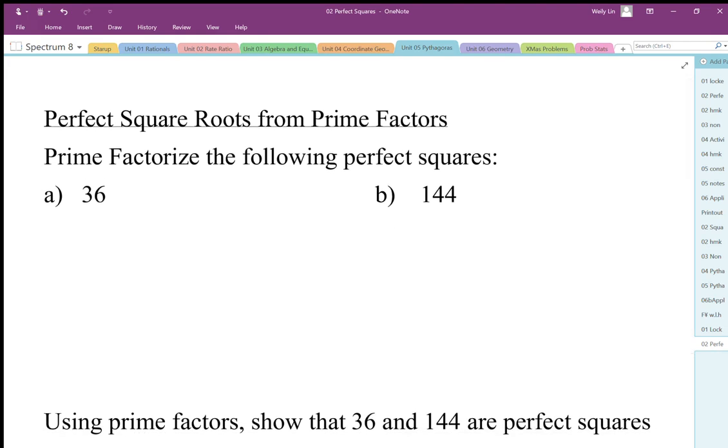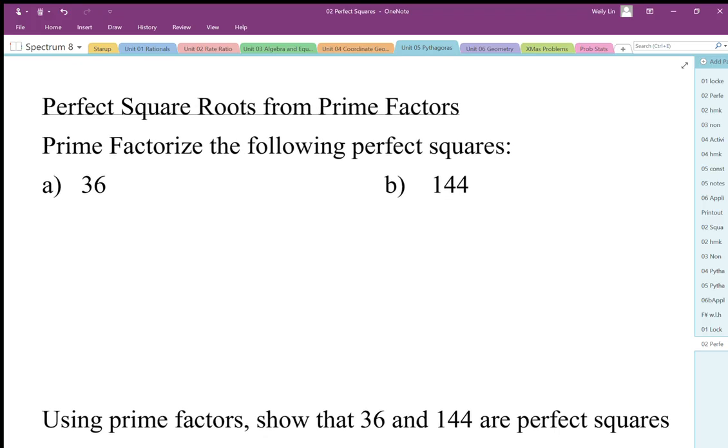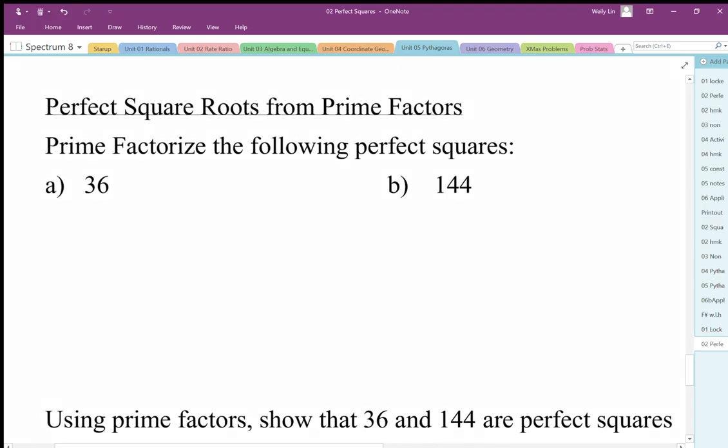So we can find perfect squares from the prime factors by looking for factor pairs. If we prime factorize these numbers, 36 becomes 4 times 9. We can factor that into 2 times 2, so those are my prime factors, and 3 times 3. So we can write this out in prime factorized form as 2 times 2 times 3 times 3.